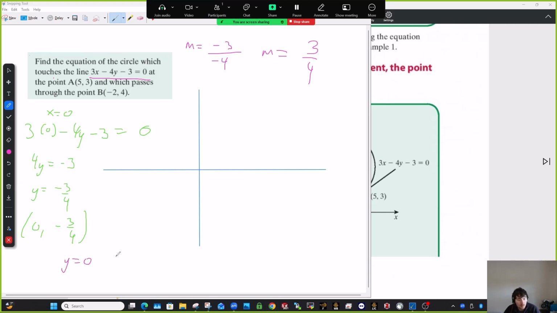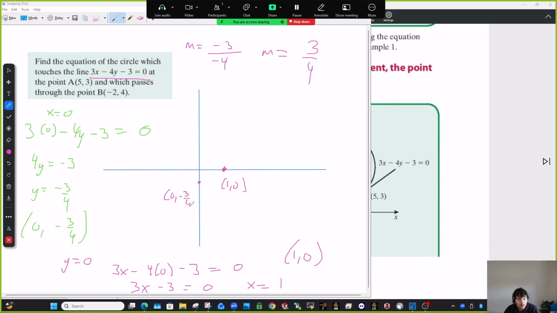We can get the other intercept by setting y equal to 0. When y is 0, we go 3x minus 4 bracket 0 minus 3 equals 0. This isn't part of our solution here. This is just us sketching this line if we want to do a good diagram of this, and there's no harm doing a good diagram. So x equals 1 from that, so the point is (1, 0). We can mark this in, so this here is our (1, 0), and this here is our (0, minus 3 over 4), something like there.